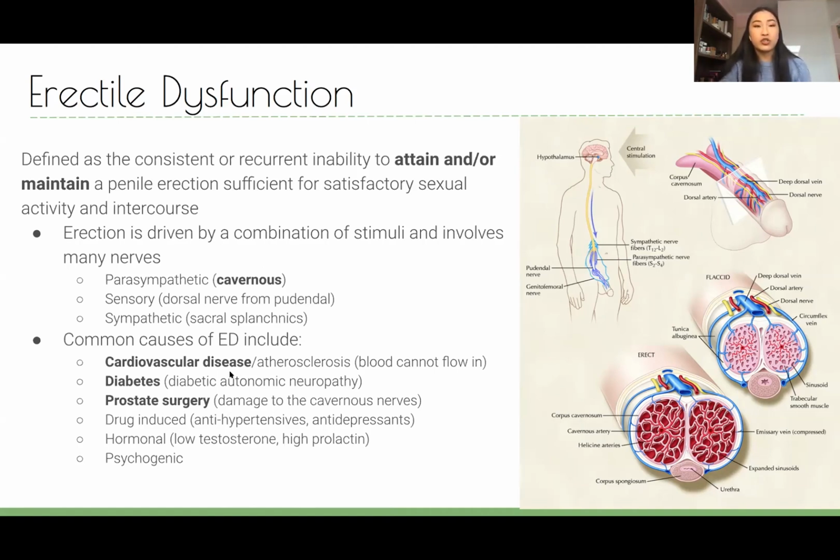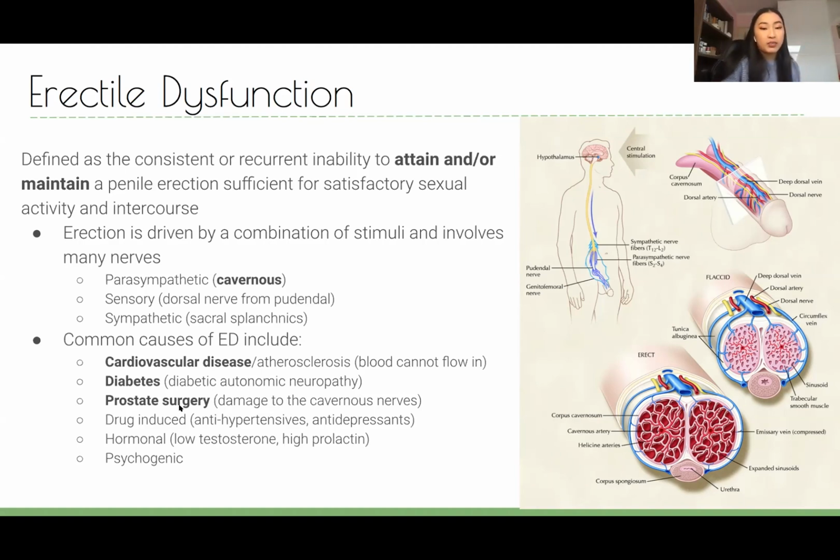So you can have issues with the blood flow, and that's going to be cardiovascular disease or atherosclerosis. The blood can't flow in. And weirdly enough, this can actually be a common first presentation of really bad atherosclerosis. Diabetes as well. This can be a common first presentation of undiagnosed diabetes, and that's through diabetic autonomic neuropathy. So the autonomic nerves here are very important in playing a role. And so if you have dysfunction of those nerves from chronic undiagnosed or untreated diabetes, it can cause erectile dysfunction.